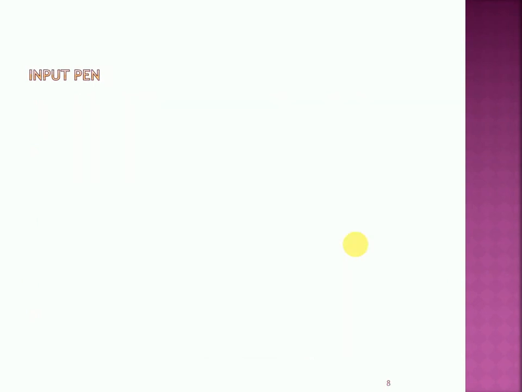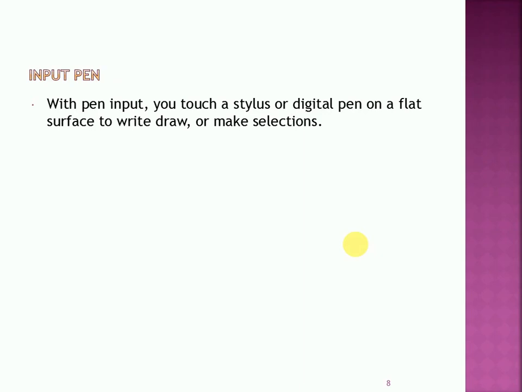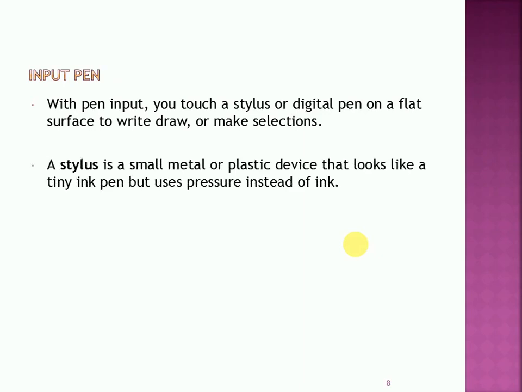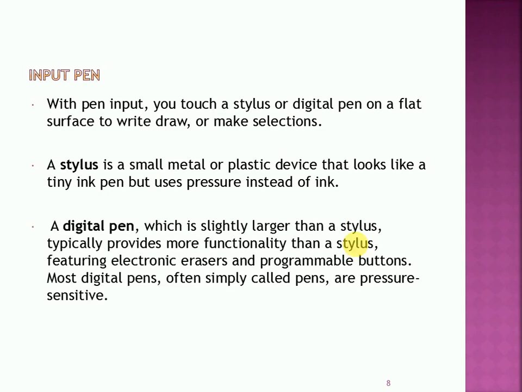The next example of an input device is an input pen. With pen input, you touch a stylus or digital pen on a flat surface to write, draw, or make selections. A stylus is a small metal or plastic device that looks like a tiny ink pen, but uses pressure instead of ink. A digital pen, which is slightly larger than a stylus, typically provides more functionality than a stylus. Featuring an electronic eraser and programmable buttons, most digital pens, often simply called pens, are pressure sensitive.